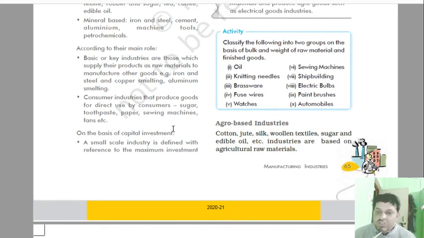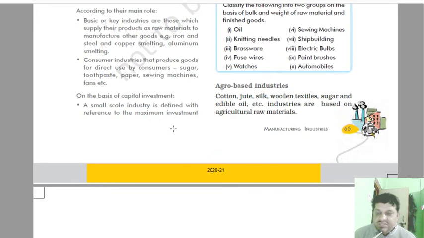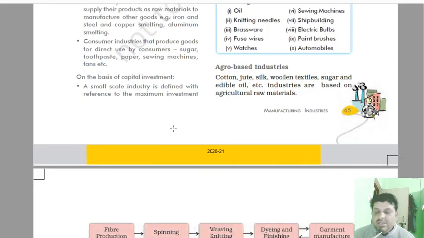On the basis of capital investment, we have just discussed in the beginning of the chapter that there are three types of industry. Large scale industry is where there is huge investment of capital, huge numbers of laborers work there, and production is also on a large scale, like the cotton industry and the sugar industry. So large scale industry, small scale industry, and cottage industry are the three types of industry according to investment in terms of capital, the production, and the labor employed there.